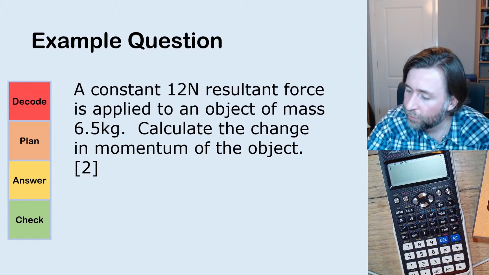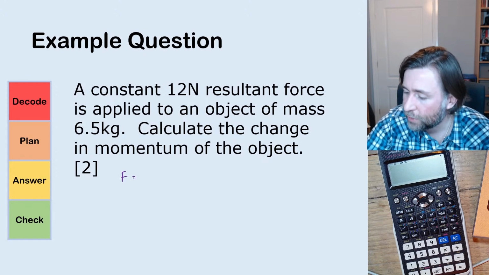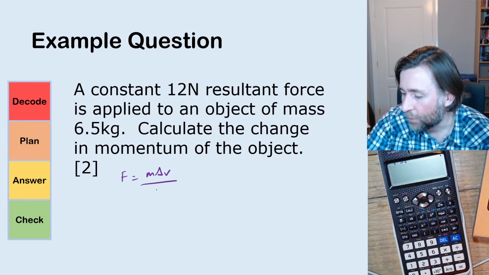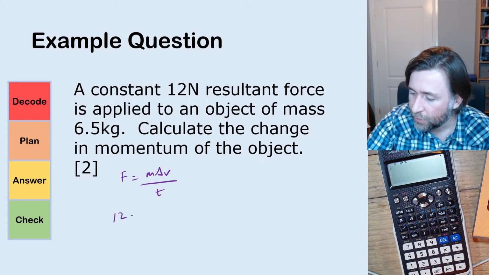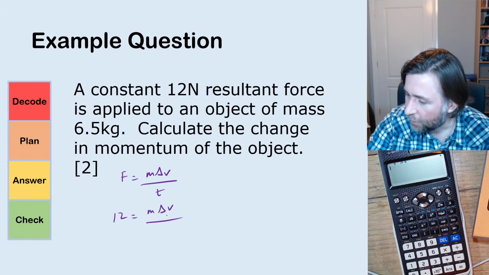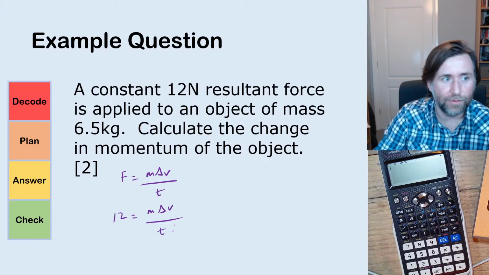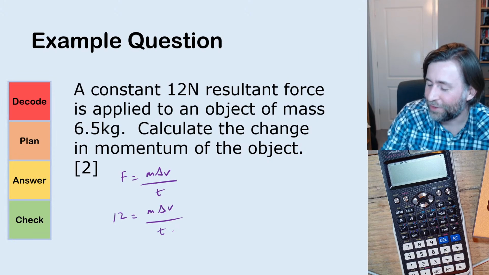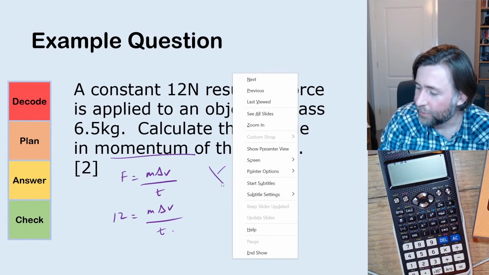Okay, here we go. This is a constant 12 Newton resultant force applied to an object of mass this. Calculate the change in momentum of the object. So if a force is a change in momentum over time, then we need to just substitute those values in and work out change in momentum. 12 newtons is change in momentum, that's what we want, over t. They haven't actually given us enough information then. I haven't actually given time here, so there we are. I will cut this one out later on. This will not give us a change in momentum of the object in this case. So anyway, we'll just leave this one. This question is not quite right.